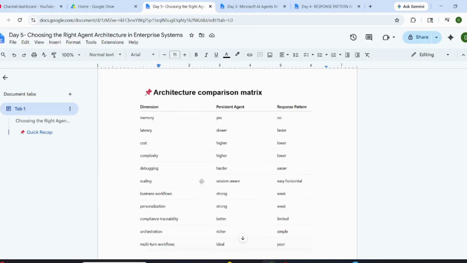So these are the KPIs or indicators which will help you understand the matrix. Memory: for persistent, definitely you need memory to remember the information. For the response pattern, it is not required. Latency: definitely lower, the response pattern is faster. Cost is higher for persistent. Then complexity, debugging, scaling, whatever the business KPIs are, all are categorized, showing who is performing well. So you can keep this matrix to decide which one will be a fit for your use case.